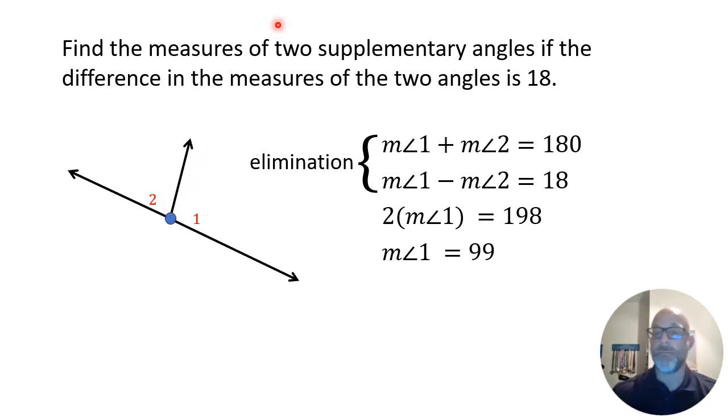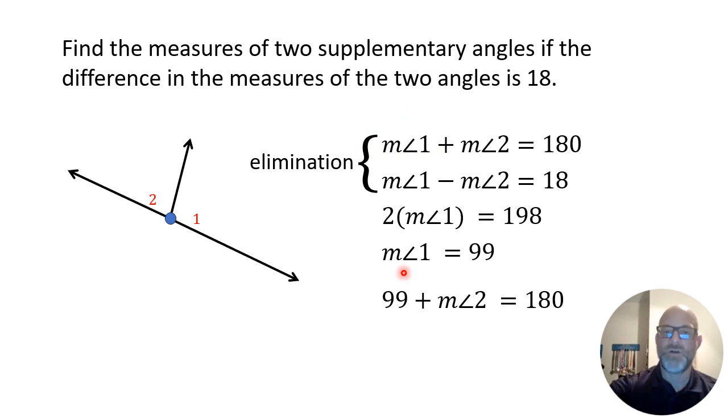Are we done with the problem? No, we're asked to find the measures of two angles. So what are we going to do with the measure of angle 1? You're going to plug it back into either of these two equations to get the measure of angle 2. All right, I'll plug it back into that first equation. In place of the measure of angle 1, I'll put 99. The rest is the same. All right, and then I just solve, and I get the measure of angle 2 is 81 degrees, which seems reasonable.